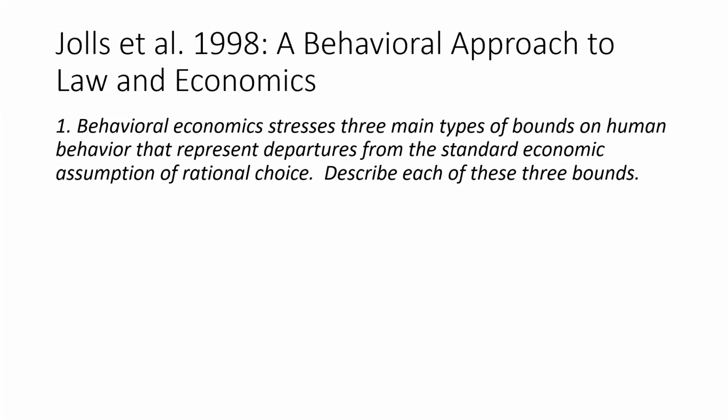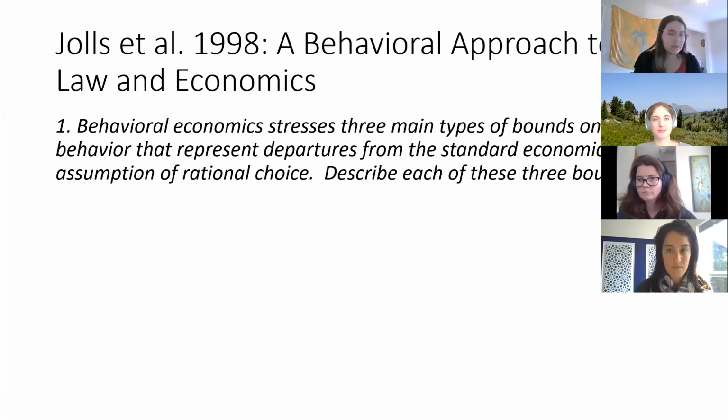Totally. There's only so much information our brain can process at one time, so we'll use these mental shortcuts, which inevitably means losing some information in our decision making, and that might bias us away from the perfectly rational choice that we could have made. Can someone describe another bound? The second, sorry, you can go. Okay, I can describe bounded willpower.